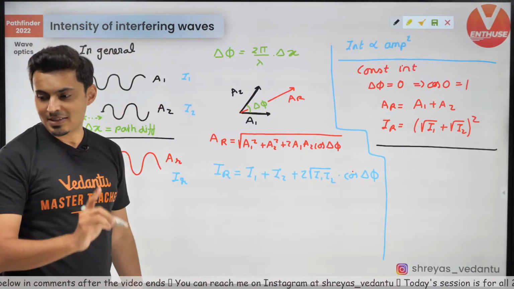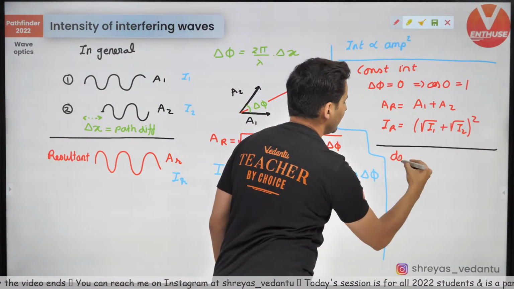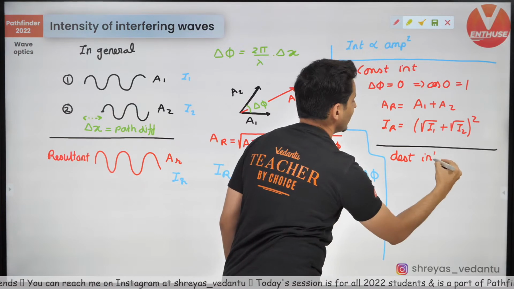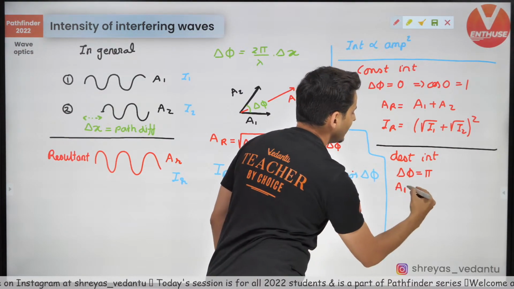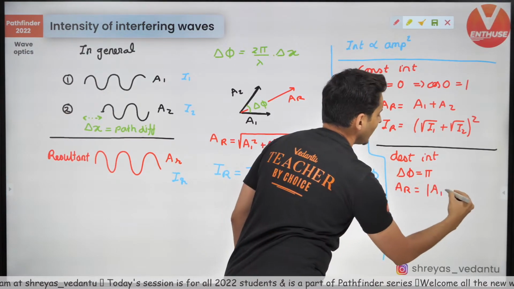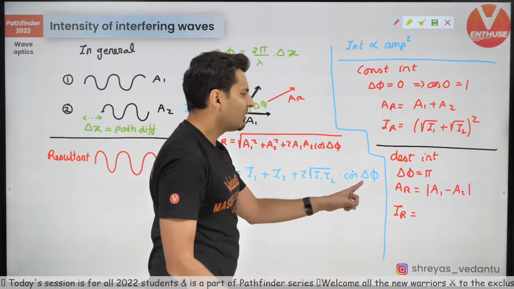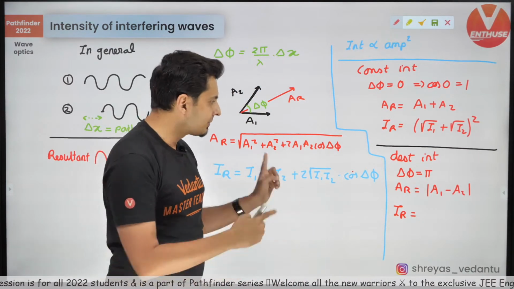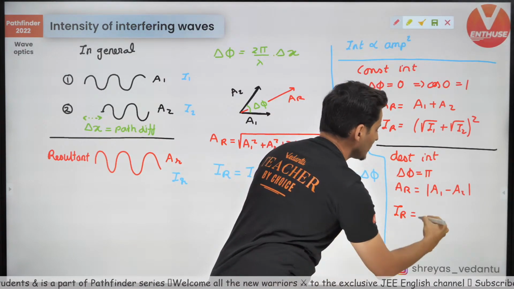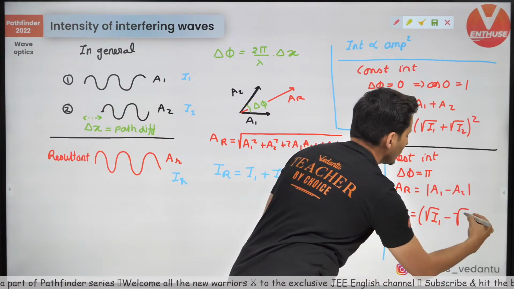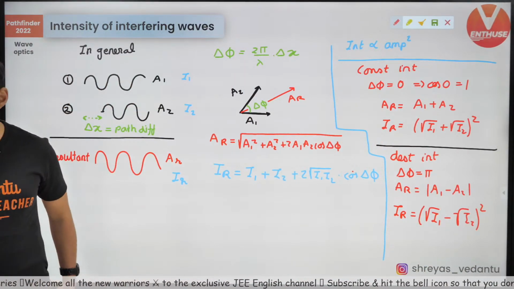Same way, you can also remember destructive interference. So when you have destructive interference, del phi is obviously pi radians, resultant amplitude is modulus of A1 minus A2, and for the intensity of the resultant, remember cos 180 is minus 1, so the only thing which has come over here is that negative sign, and here also you will get root I1 minus root I2 whole square. That's the only change. Correcto.